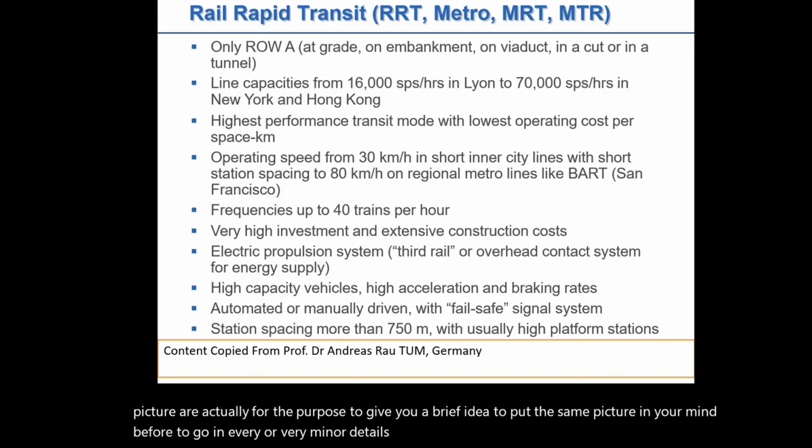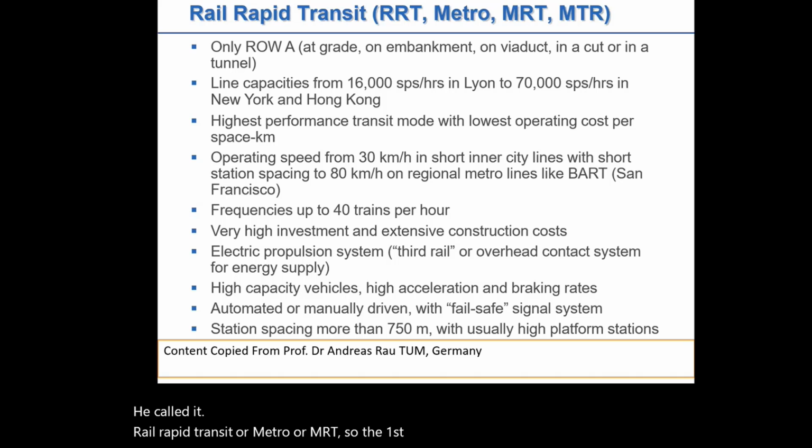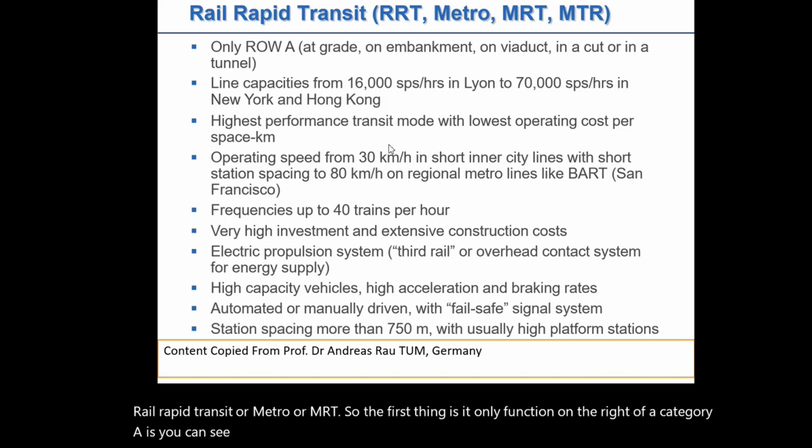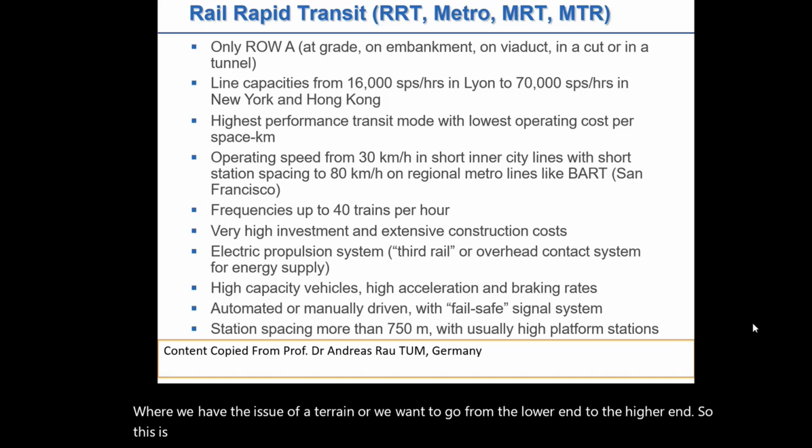As you can see here, if we call it rail rapid transit or metro or MRT, the first thing is it only functions in the right of way category A. As you can see in the very first point, it only works at grade. Grade means where we have the issue of terrain, or we want to go from the lower end to the higher end. So this is a very special condition.